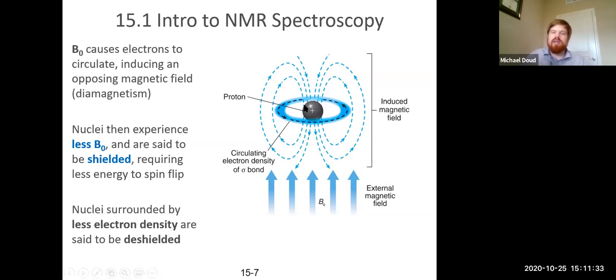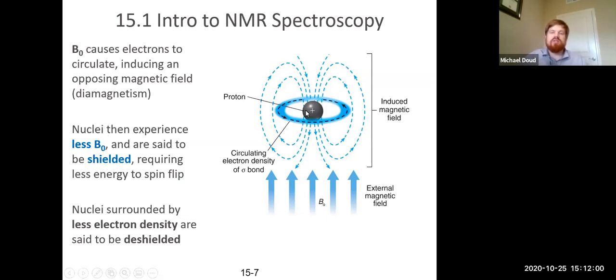So here's our external magnetic field. The electrons circle. This is like around a sigma bond here in particular. Now the circling negative charge generates a magnetic field. And that magnetic field is actually going to oppose the magnetic field that the nucleus experiences.